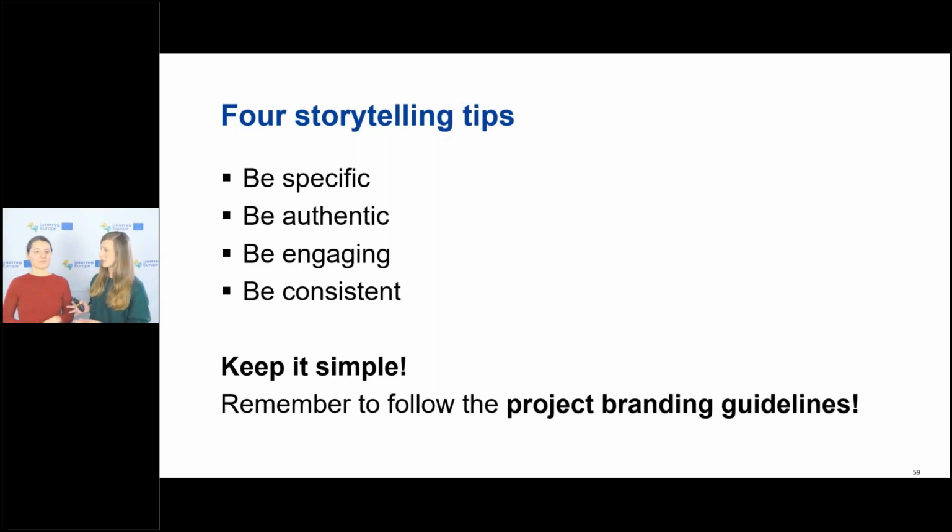4 tips for storytelling. Be specific. Be as specific as you can, but don't overdo it with too many details. Be authentic. I mean, be real. Don't rehearse it too much. Don't do a script. Let the people speak. Let them share their own experiences, their own feelings, and make that part of your story.